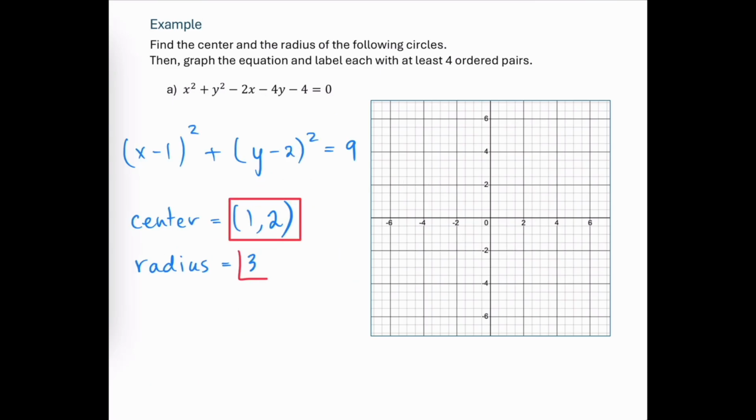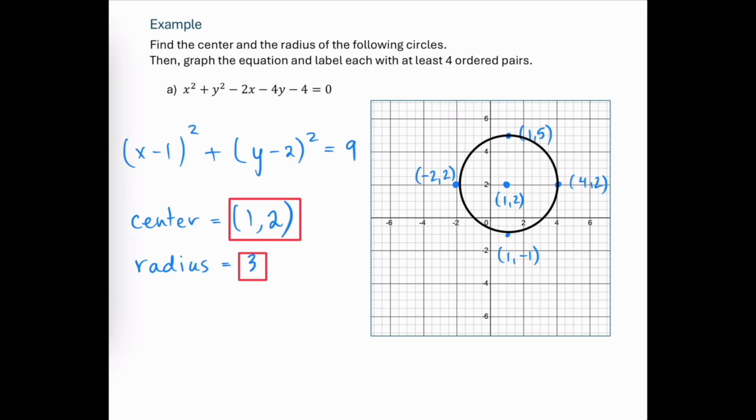So now that we've found the center and the radius, we can graph the circle and label it with 4 ordered pairs on the outside of the circle. The center is situated at the ordered pair (1, 2), and with the radius of 3, we're going to go 3 units up to land at the ordered pair (1, 5), 3 units down to land at the ordered pair (1, -1), 3 units to the right to land at the ordered pair (4, 2), and 3 units to the left to land at the ordered pair (-2, 2). Again, we do our best to connect those dots. And this is now the graph of our circle.